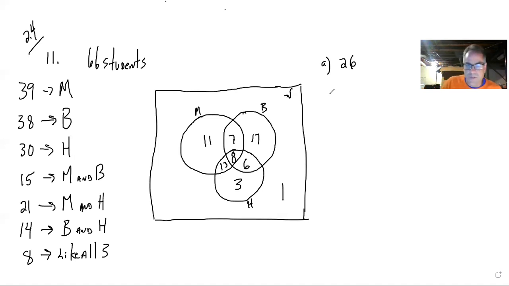Go to the second question. How many of these students like exactly 1? So that would be this 11, this group of 17, and this group of 3. That would be 20, and then 20 plus 11 is 31. So there should be 31 students there.